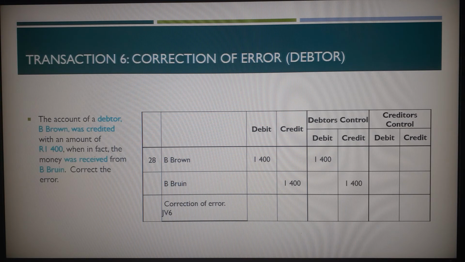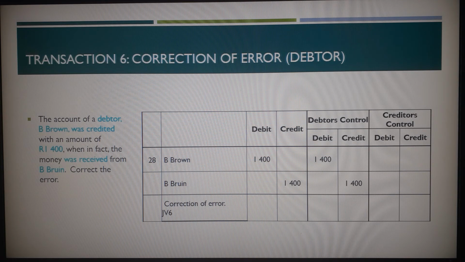Transaction 6, also correction of error, but now working with a debtor. So it says the account of a debtor, B Brown, was credited with an amount of 1,400 Rand, but we had in fact received the money from B Brain. So we need to add back the 1,400 to B Brown because he still owes us that money, and we need to take away the 1,400 from B Brain because he actually has paid us the money.